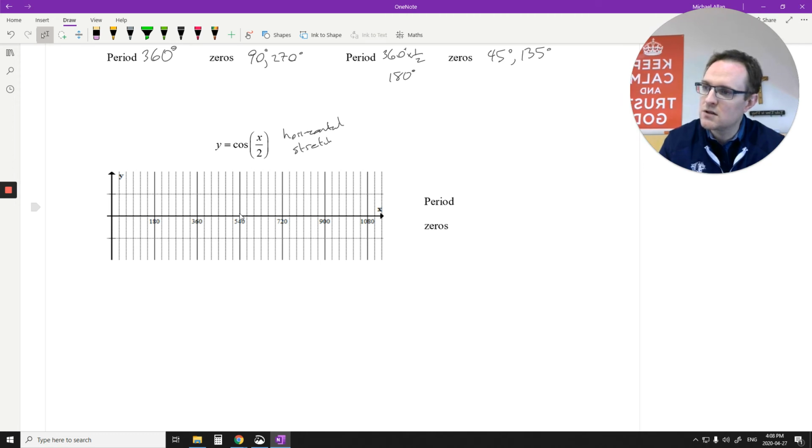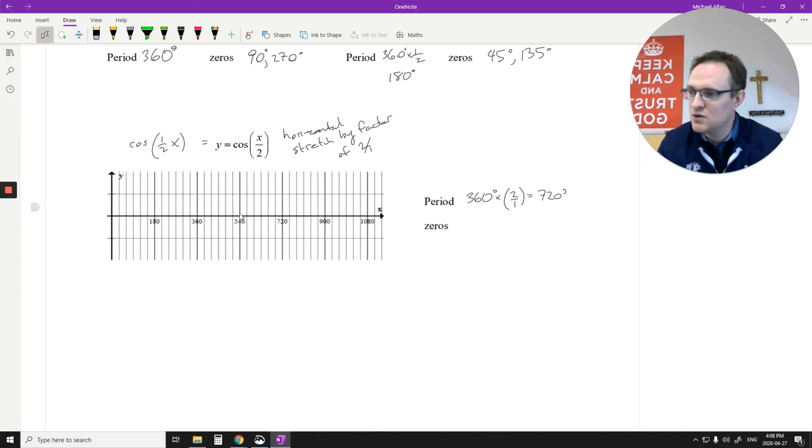Here I'm doing a horizontal stretch by a factor of 2, because if you write that out a little bit differently, this is a half times x. That's the same thing as saying divide by 2. So the reciprocal of a half is 2. So I'm stretching everything by 2. The original period was 360, times this by 2 over 1, because that's the reciprocal of a half. I get 720. So my new period is going to be 720.